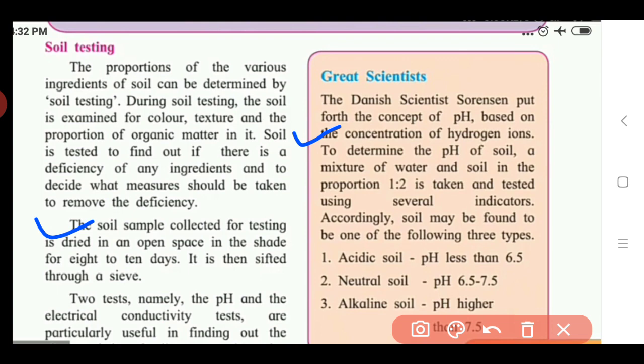This can be done by the Danish scientist Sorensen. So it is for your general knowledge.